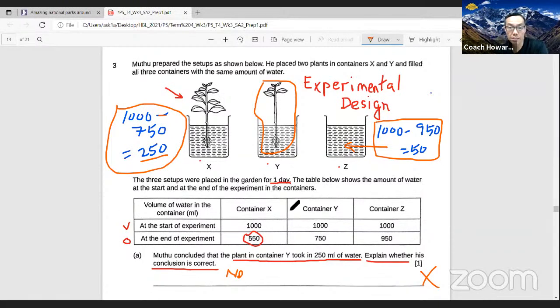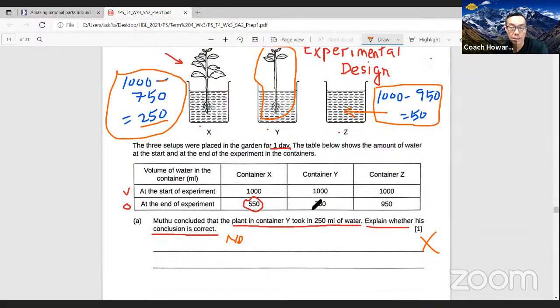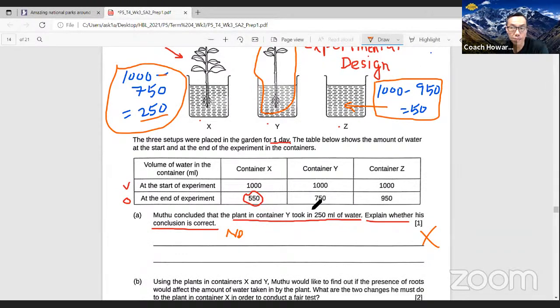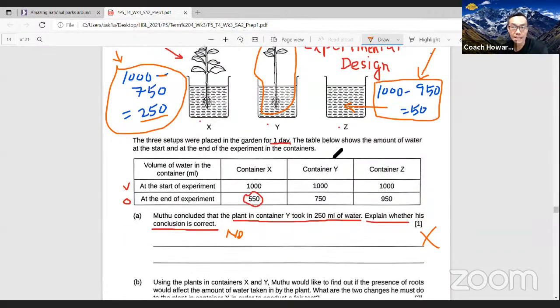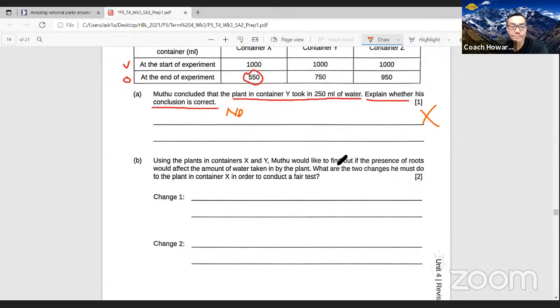So this is very, very tricky, this question. I believe that more than perhaps 50% of the students will put yes, because they calculate only this step and have neglected this step. So I hope that the students here pay careful attention to these questions, which may be used in your coming P5 SA2 examinations. So learn well. Let's continue with part B.